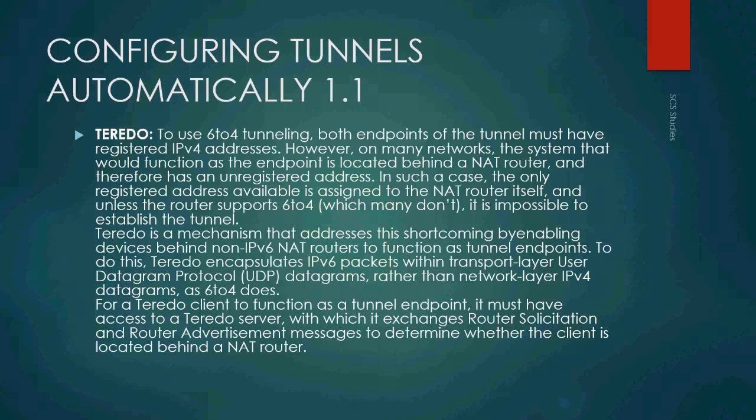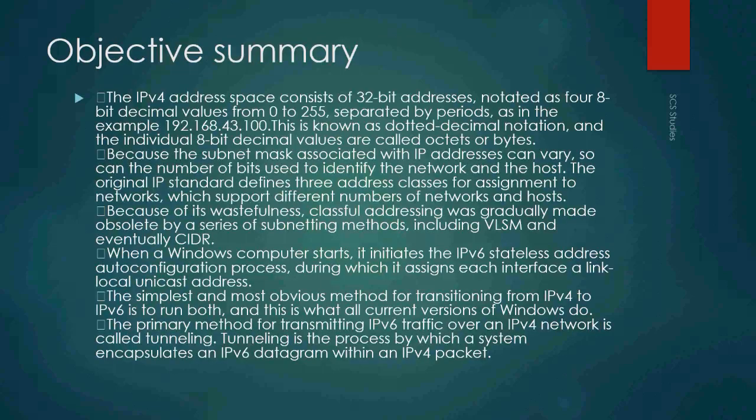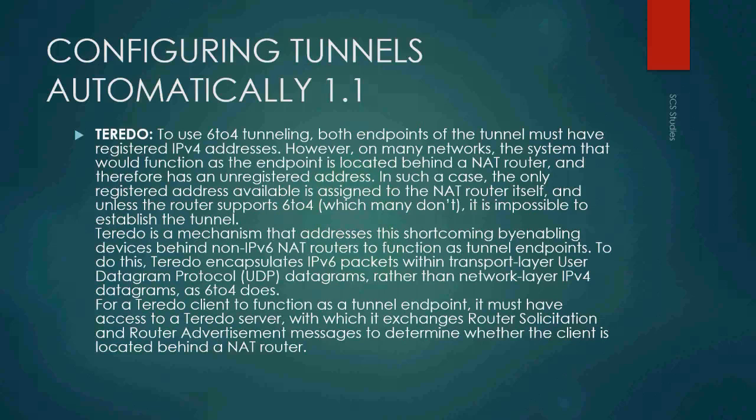And the third method is Teredo. To use 6to4 tunneling, both endpoints of the tunnel must have registered IPv6 and IPv4 addresses. However, on many networks, the system that would function as an endpoint is located behind a NAT router, and the registered address is assigned to the NAT router itself. Unless the router supports 6to4, which many don't as of now, it is impossible to establish the tunnel. So that means your router should support 6to4.